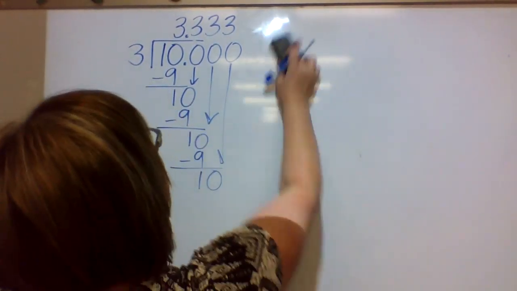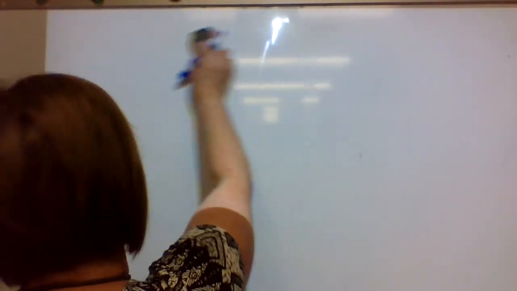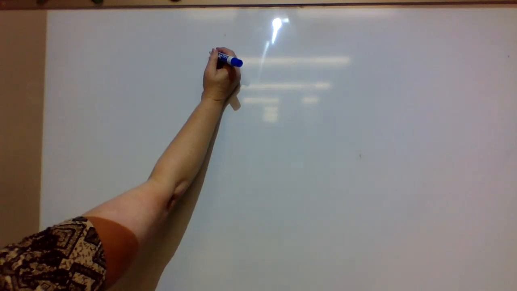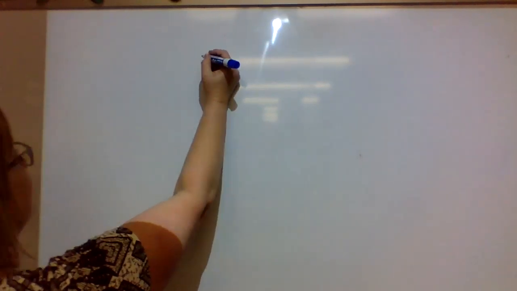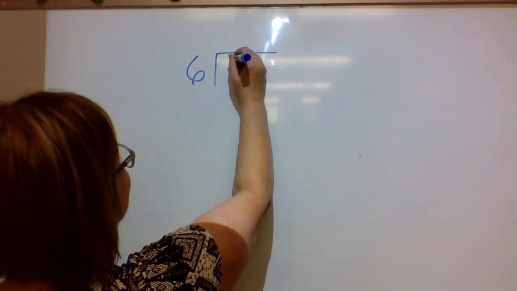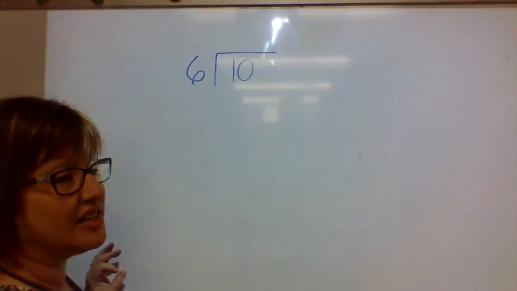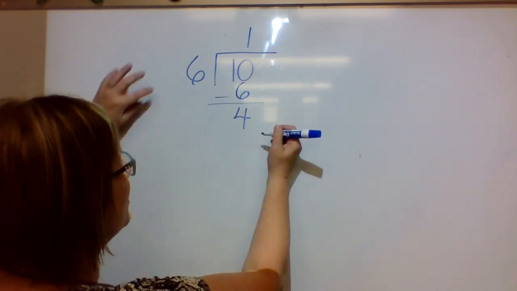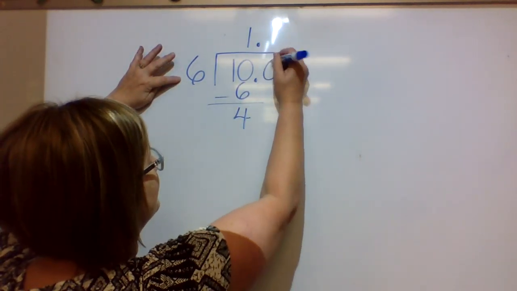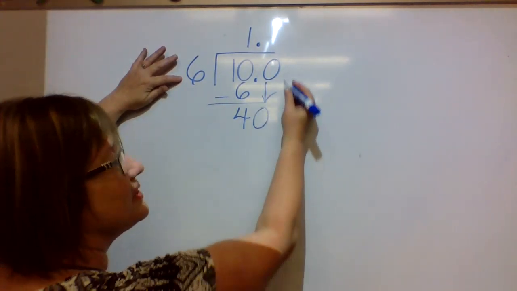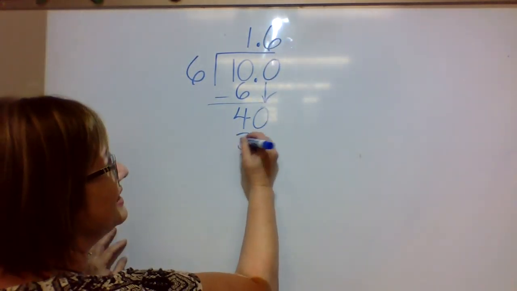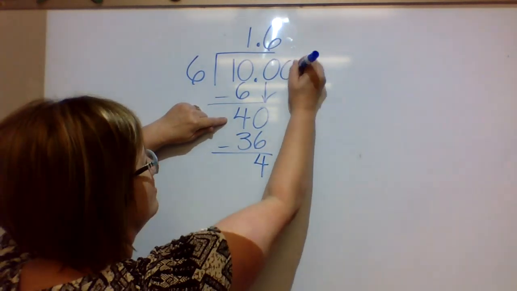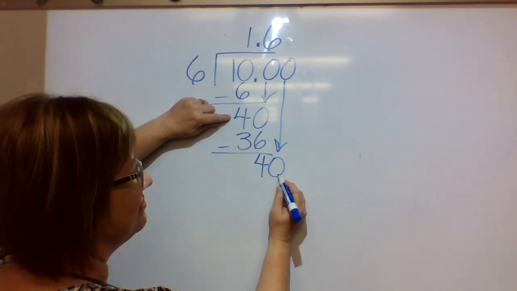Okay, look at this one. So that was 10 divided by 3, now 10 divided by 6. 6 goes into 10 one time. You end up with a 4. Put your decimal there, annex a 0, bring it down. 6 goes into 46 times. 6 times 6 is 36. 40 minus 36 is 4. Annex another 0, bring it down.